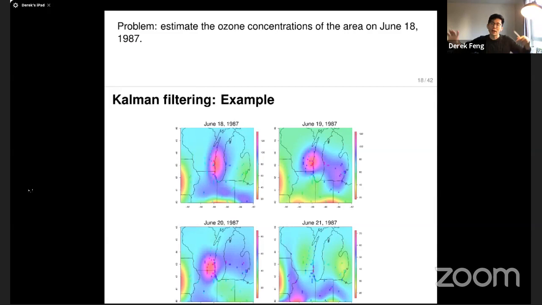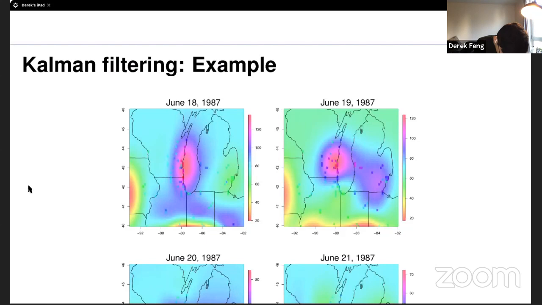At particular stations. You see that these stations are scattered around. It's more dense over here, there are a few here, there aren't that many over here, some here, and so on. This is basically time series data where every day I get values at these stations that correspond to ozone concentrations at that point. The question is, how do I estimate this full color graph? It turns out you can do Kalman filtering, or Gaussian hidden Markov models, to solve this problem.